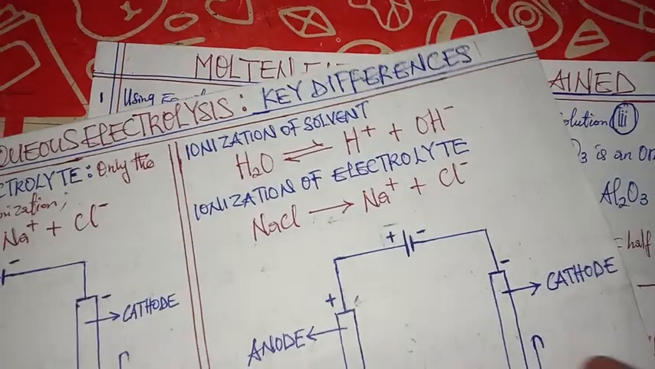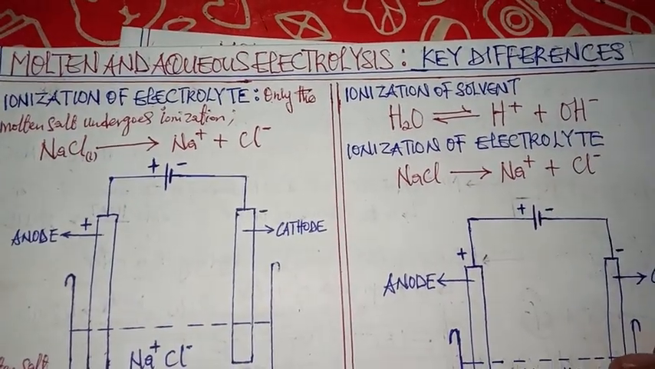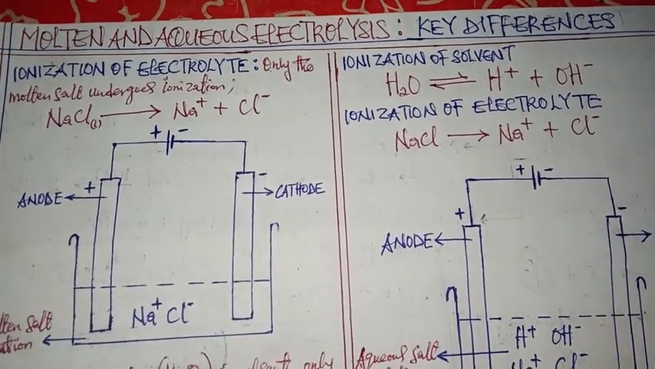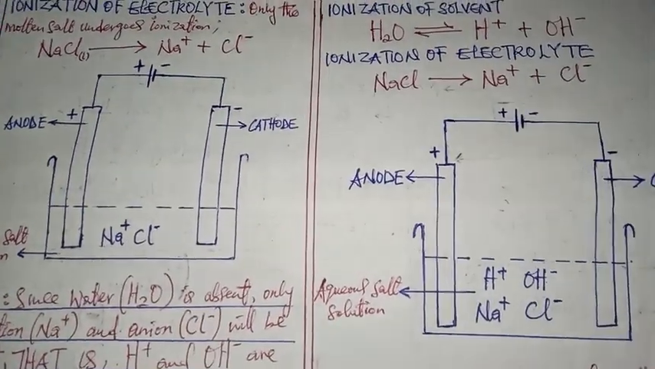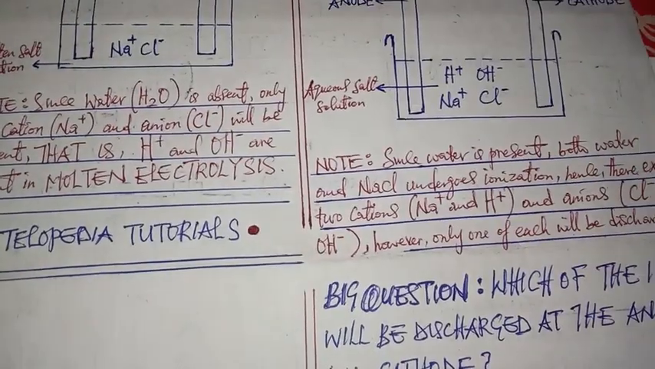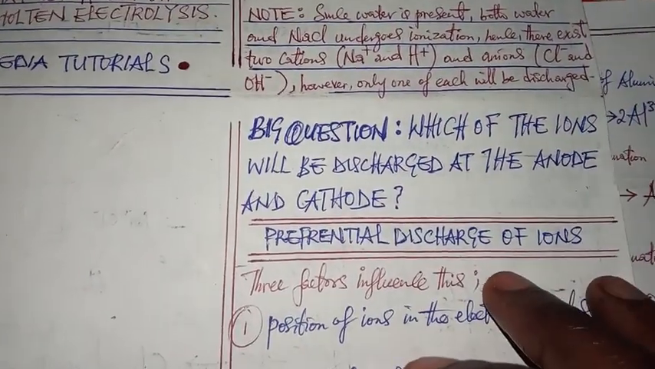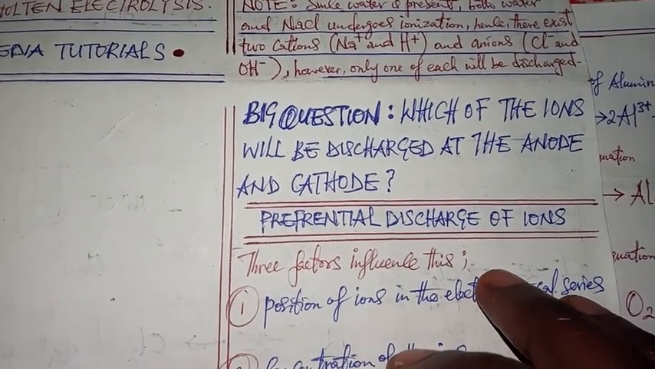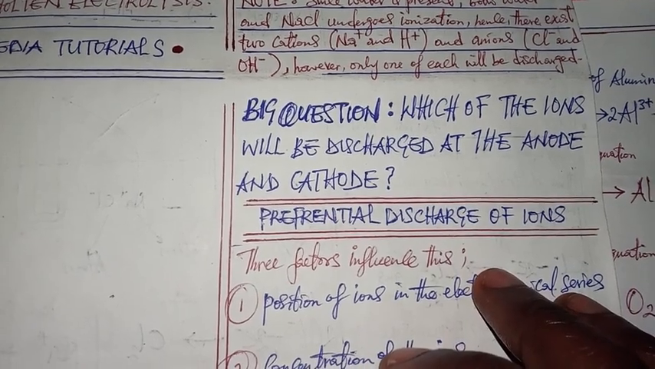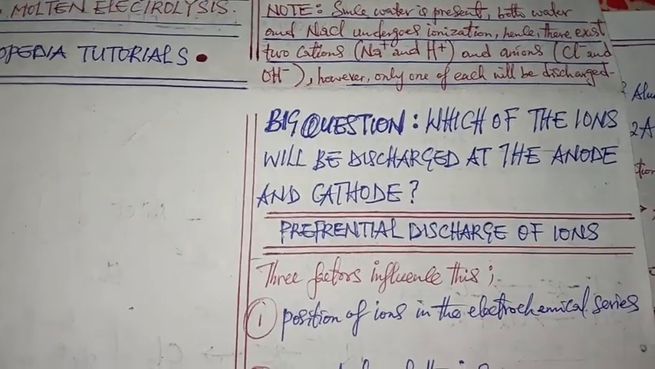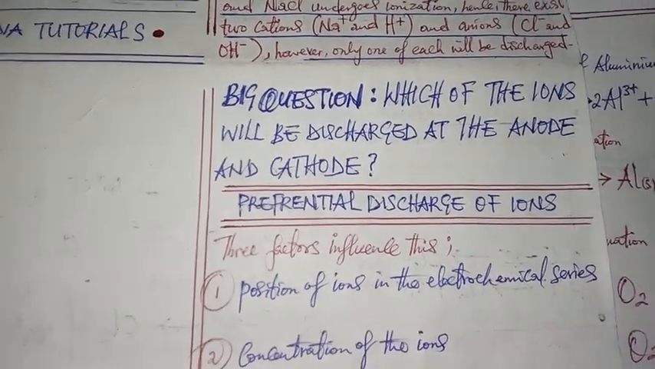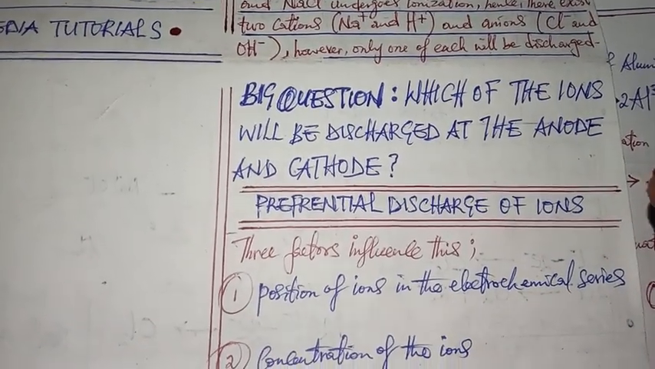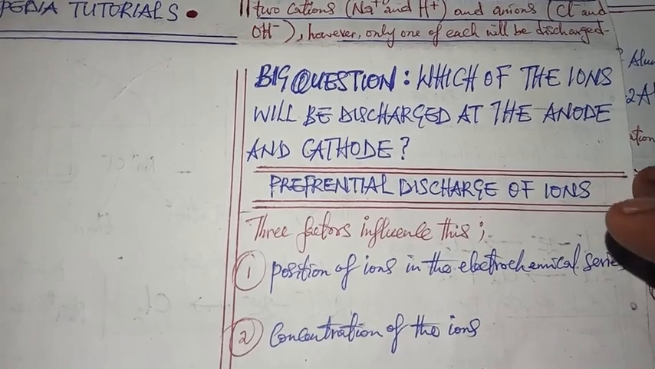The last video I posted, we talked about molten and aqueous electrolysis, the key differences, and everything was explained in the best way possible. And we looked into the big question as regards to aqueous electrolysis, which is which of the ions will discharge at the anode and cathode. I believe you know where that question is coming from. If you don't know, you can go back and recheck the video to fully understand.